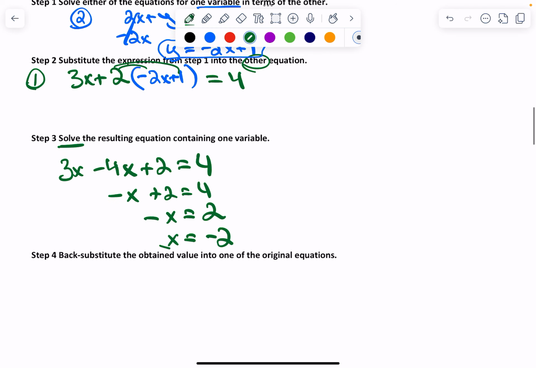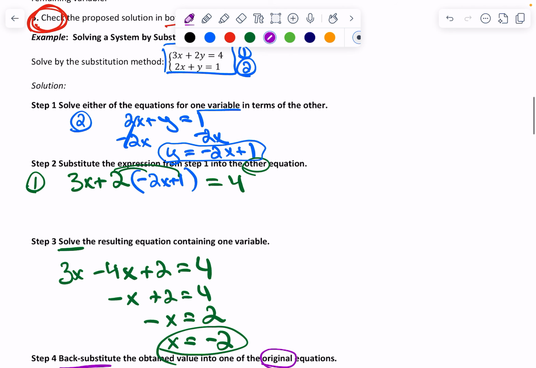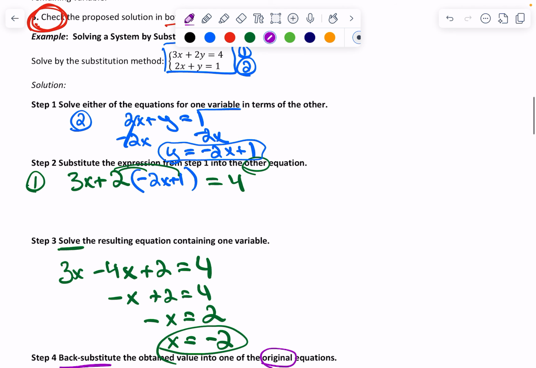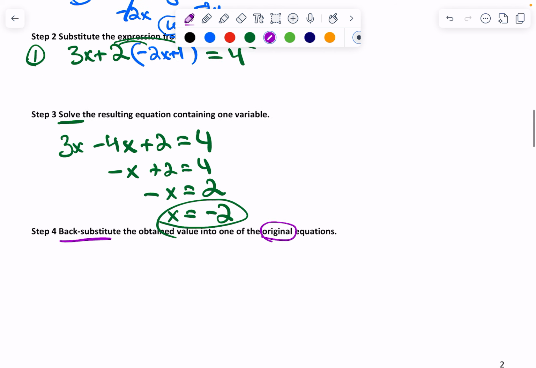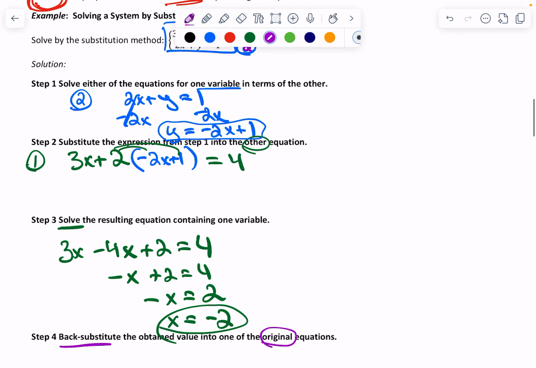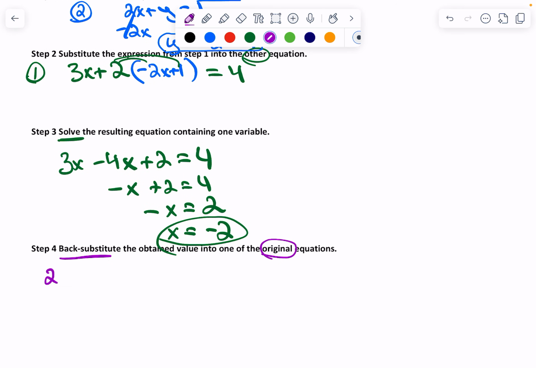So what we're going to do now is back substitute this x equals negative 1 into one of the original equations. I'm going to pick equation 2 because it's easier with the y coefficient as 1. So our equation 2 is 2x plus y equals 1.